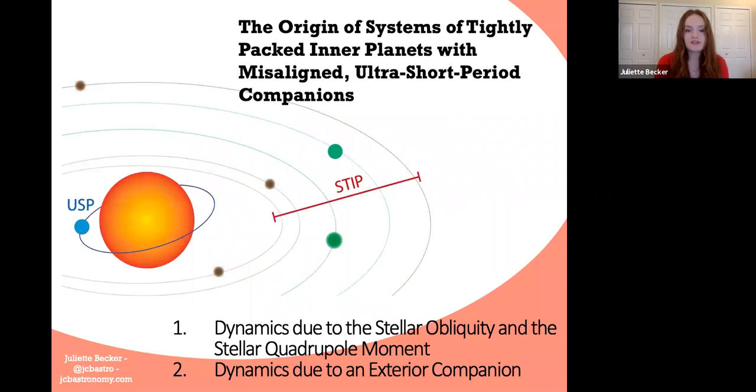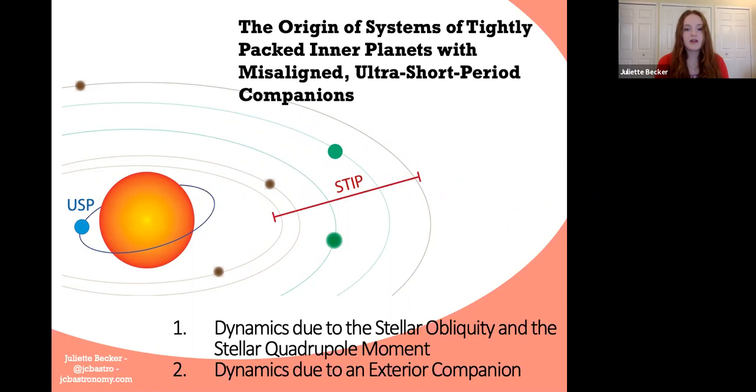So there are two mechanisms that I presented today that work to create a geometry like K2266. I've ordered them here in order of my preference of how likely I think they are. The exterior companion has some issues, because if there's an exterior companion causing this dynamics, there's no reason that this system is the only system to have such a companion. They should exist across the population of SIPs.